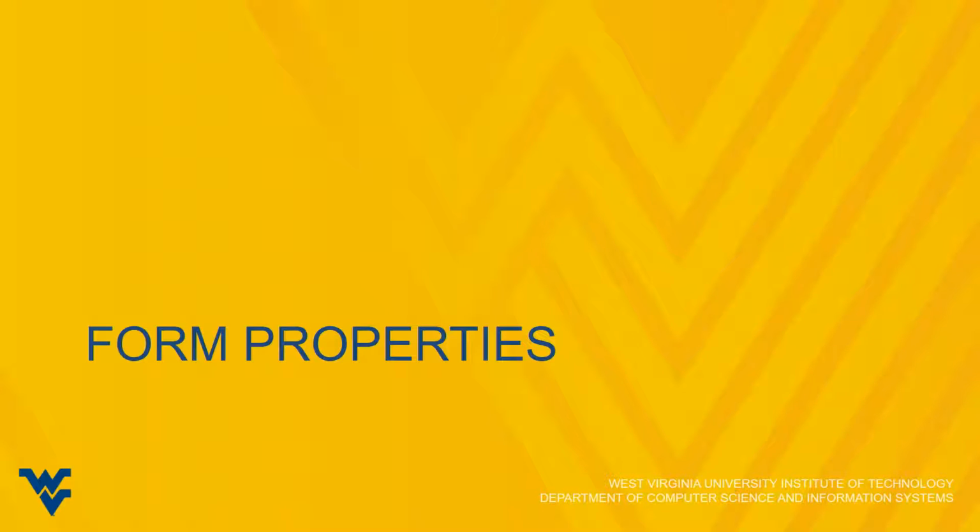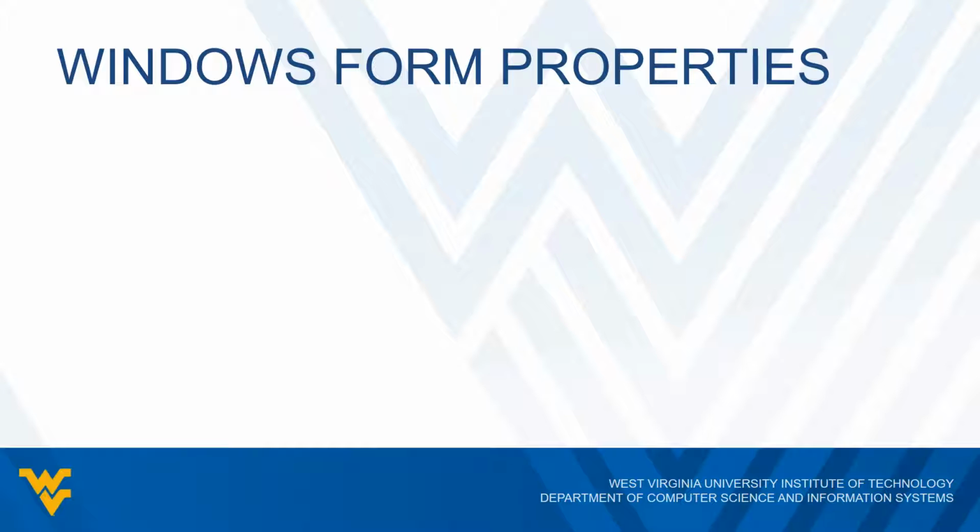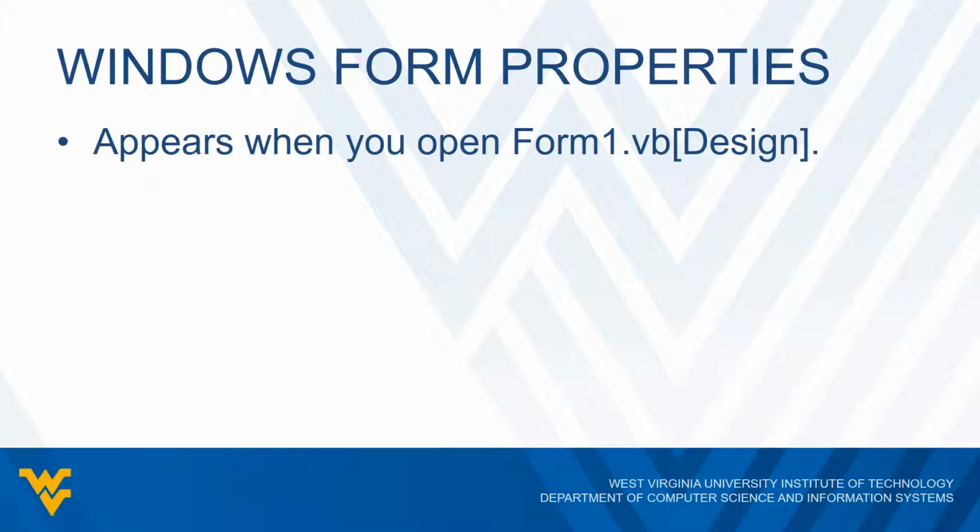We're now going to take a look at some of the common properties of forms that we're going to see when we're actually interacting with the properties window. Whenever we open up a new program, or at least whenever we open the design view of our project, so whenever we open up form1.vb design view, we're going to open up the properties window, and it's going to show all the properties of that form.